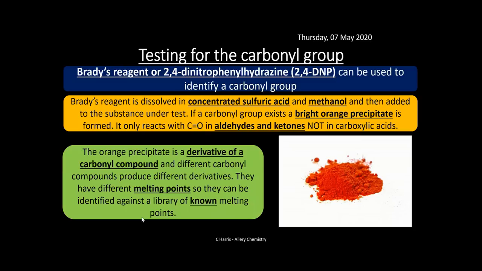The precipitate that we form is actually a derivative of the carbonyl compound that we've tested. So depending on what aldehyde or ketone we had, that will determine what type of precipitate we form. And because each precipitate is unique, what we can do is determine the melting point of the powder that we formed, and then compare that with a known library of melting points, and that can help us to identify what aldehyde or ketone we had. So that's pretty cool.